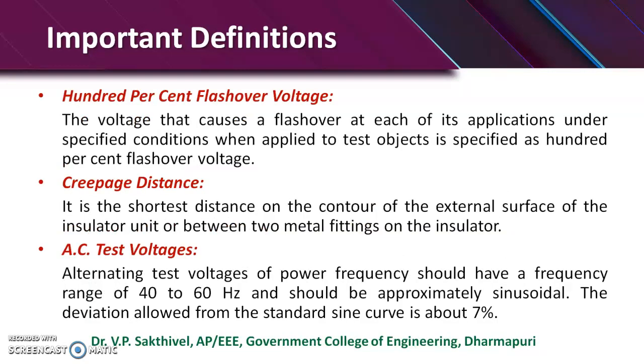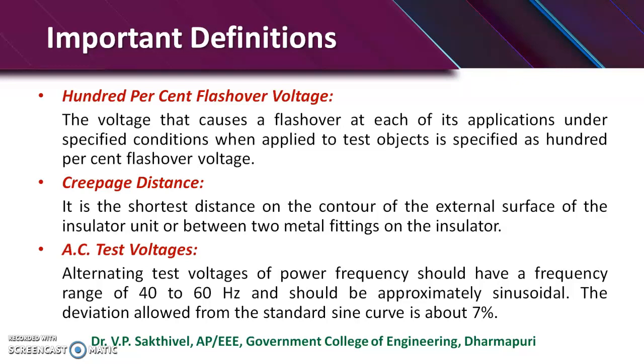Next one is 100% flashover voltage. That is the voltage that causes a flashover at each of its applications under specified conditions when applied to the test object. That is the minimum voltage that causes flashover each time. When applied to an insulator under specified conditions, it is called the 100 percent flashover voltage.